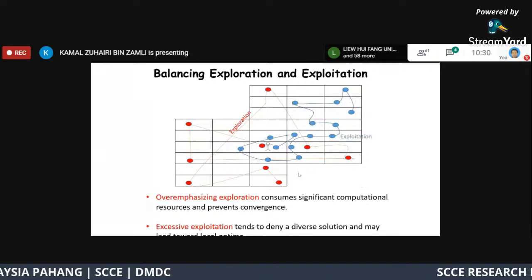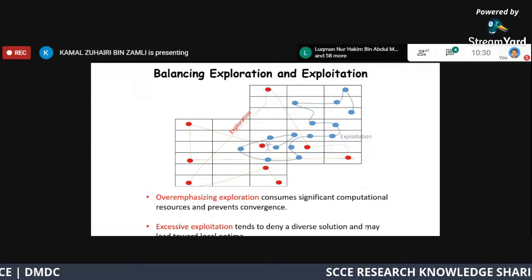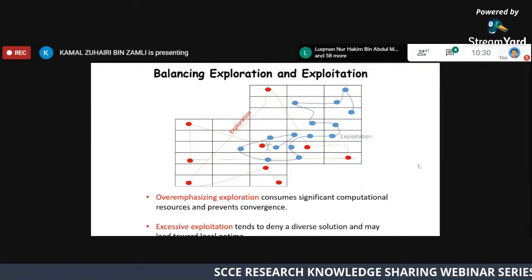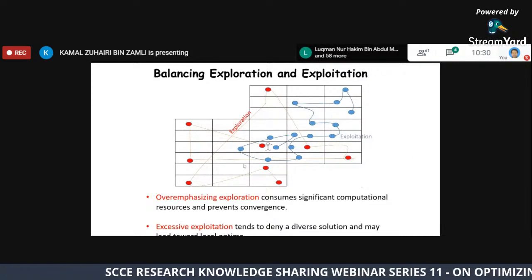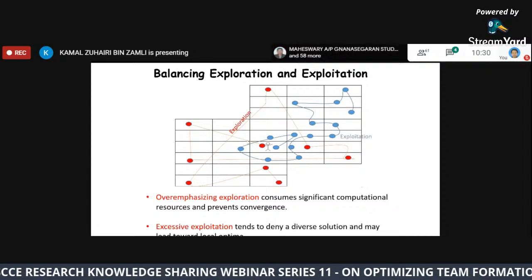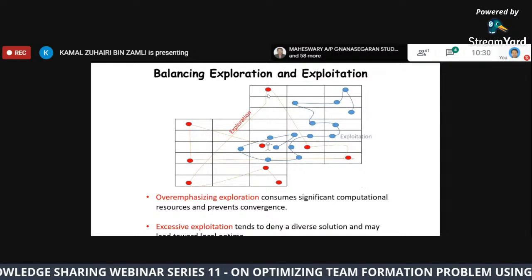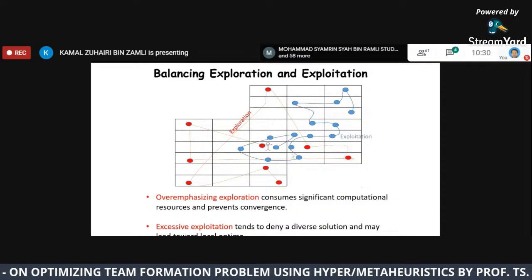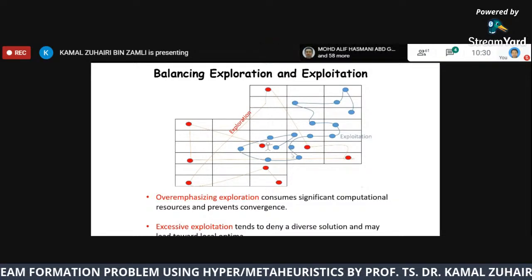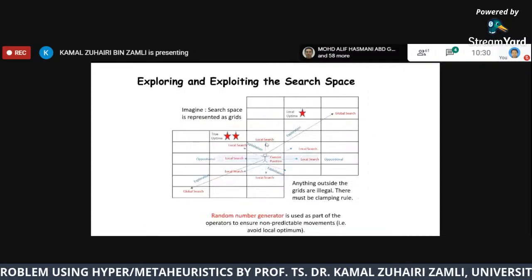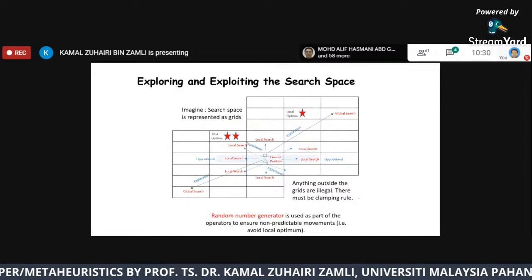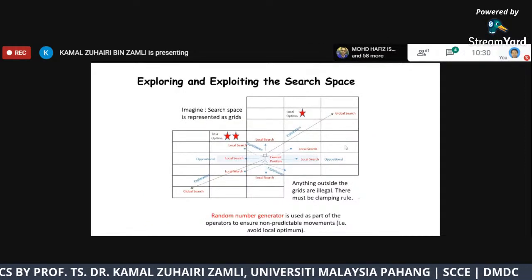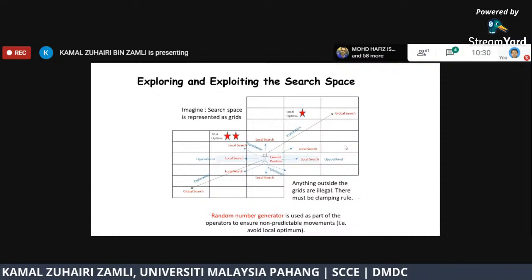Sometimes people say that if you explore too much, you prevent convergence, because if the best one is here, you explore and you miss it. And when you exploit too much, you converge very slowly. Same idea here, when you exploit and exploit.